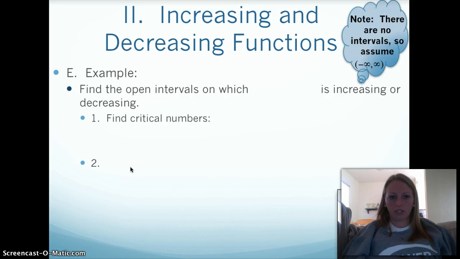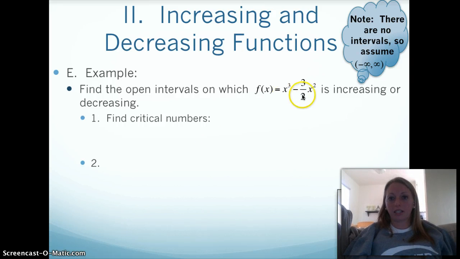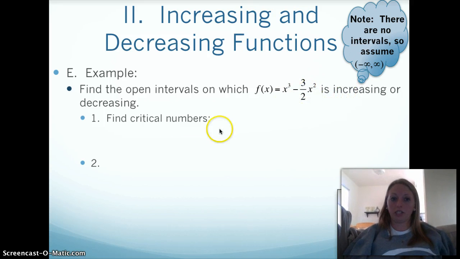We need our function. Find the open intervals. Okay, sorry about that. Find the open intervals on which the function f of x equals x cubed minus 3 over 2 x squared is increasing or decreasing.